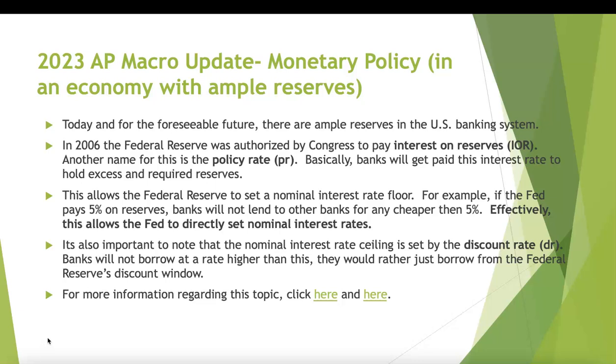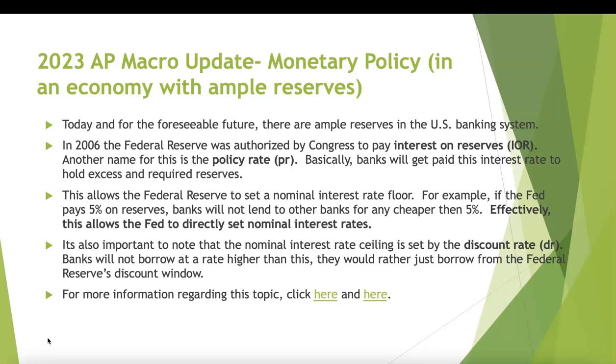So today and in the foreseeable future, there are ample reserves in the U.S. banking system. The Federal Reserve doesn't have to create more reserves. In 2006, the Federal Reserve was authorized by Congress to pay interest on reserves, IOR, that is the abbreviation that you will see. Another name for this is the policy rate, or PR. So the interest on reserves and policy rate, we're going to pretty much use simultaneously. They mean the same thing, at least in this context.